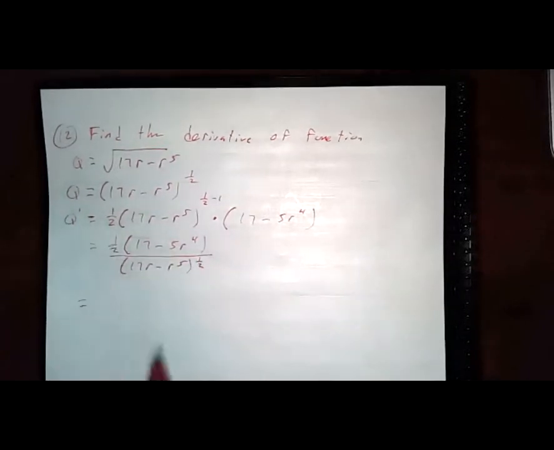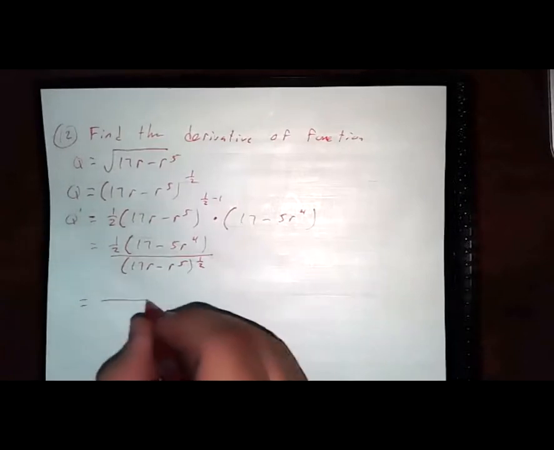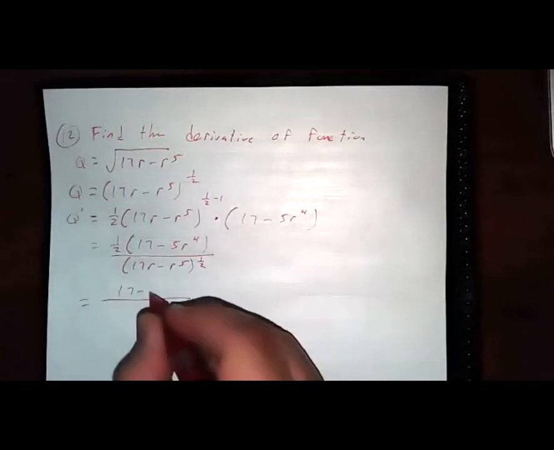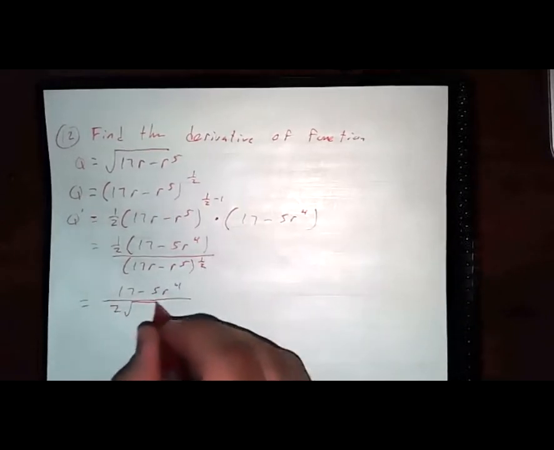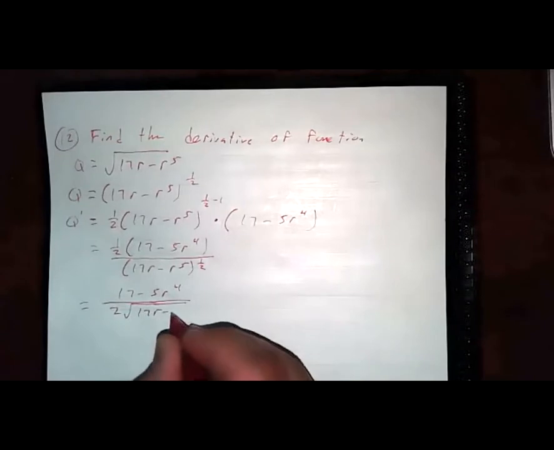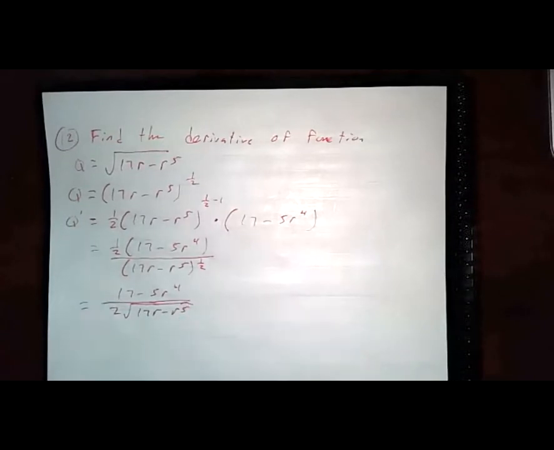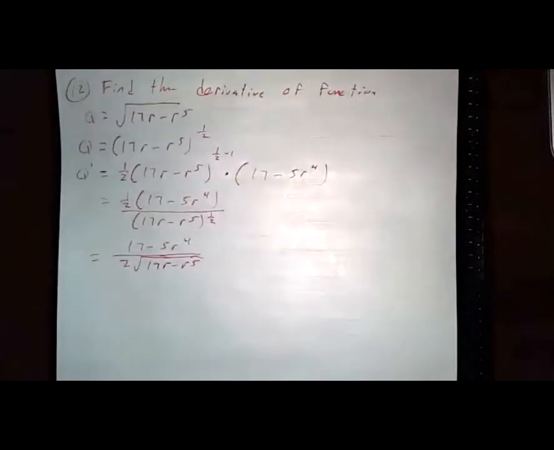And then this half can go to the bottom as well. So we get 17 minus 5r to the fourth over 2 times square root of 17r minus r to the fifth. That is as pretty as it's going to get.